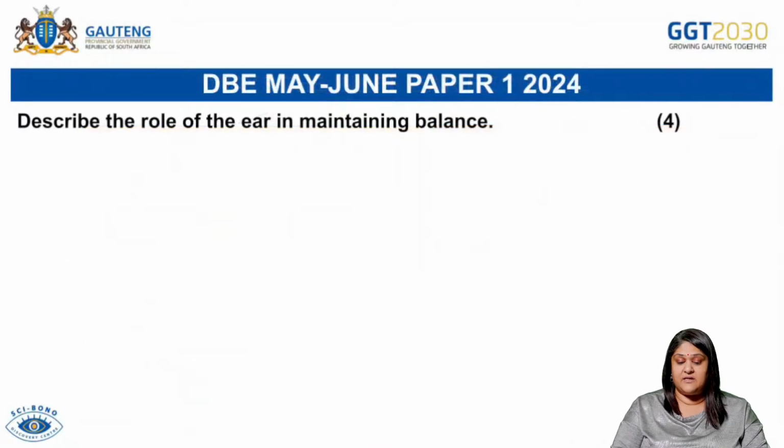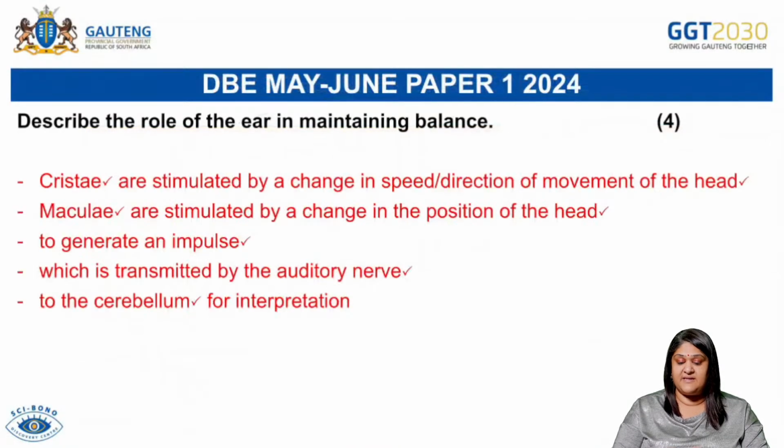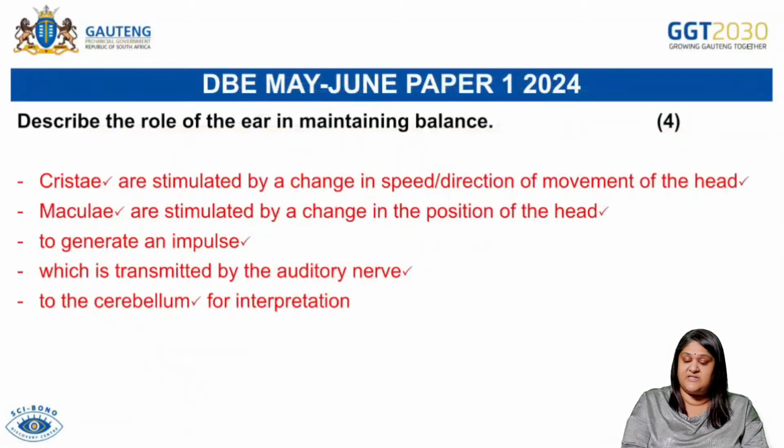Okay, and quickly describe the role of the ear in maintaining balance. We just spoke about this. Like I told you, you mentioned both. Crista are stimulated by the change in speed or direction of movement of the head, and the macula is stimulated by the change in the position of the head to generate an impulse, which is transmitted by the auditory nerve to the cerebellum for interpretation.